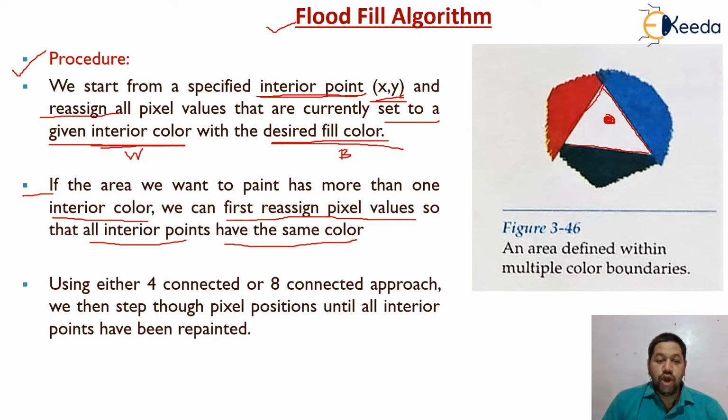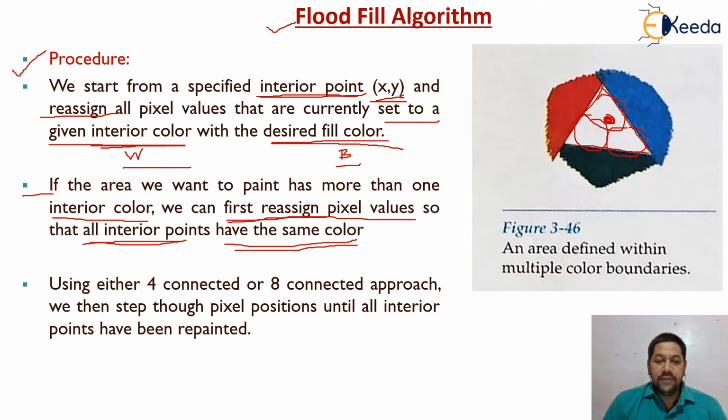Look at this, the boundary of this polygon, every edge is of a different color, but the interior color is white. But what the algorithm says is that if the interior is also of different colors, some part of this polygon white, some part other than white, maybe a different color, then we have to first reassign the pixel values so that all interior points have the same color. So I will just fill all this interior initially with the white color, so that I know my interior is white, and I have the desired color I want to fill it with, suppose it is brown.